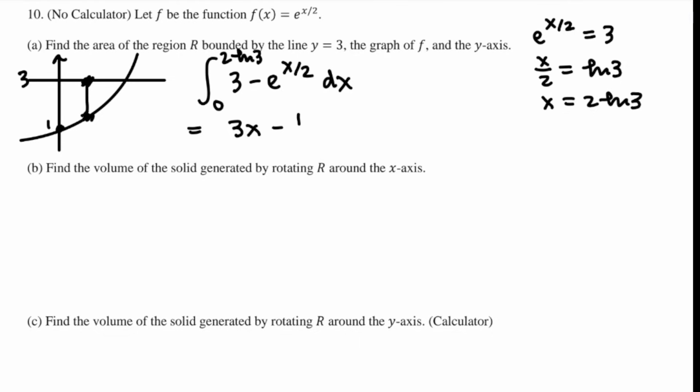Wait, no, not 1/2. That would be the derivative of e to the x over 2, so the antiderivative is going to be 2e to the x over 2. So we let x go from 0 to 2 natural log 3. Okay, this is perfect.